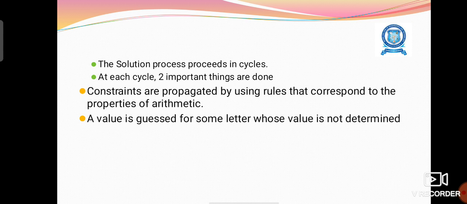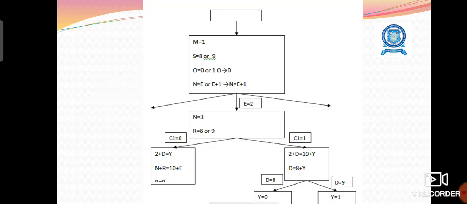At each cycle, two important things are done. Constraints are propagated by using rules that correspond to the properties of arithmetic. A value is guessed for some letter whose value is not determined. So this is the tree showing how the values are propagated. How can we assume the values, and we will try whether all the conditions are satisfied.